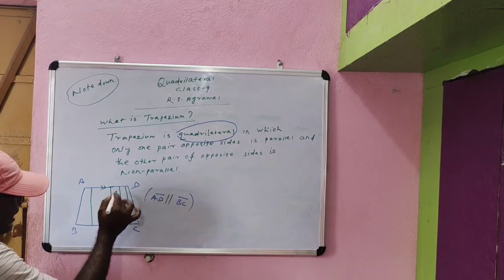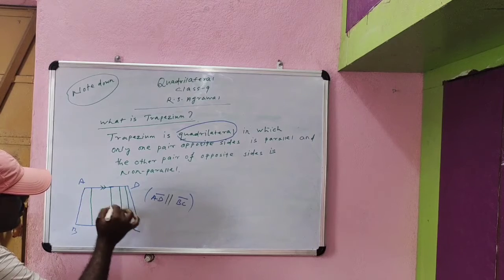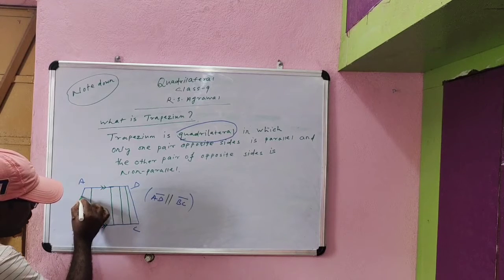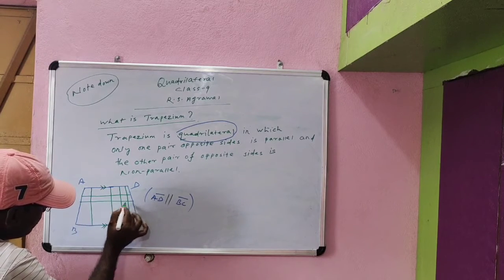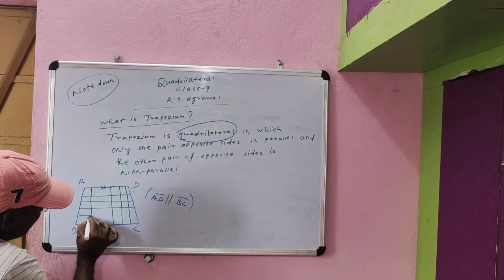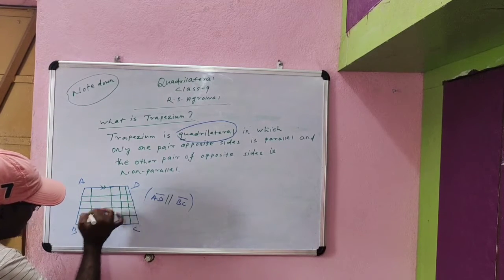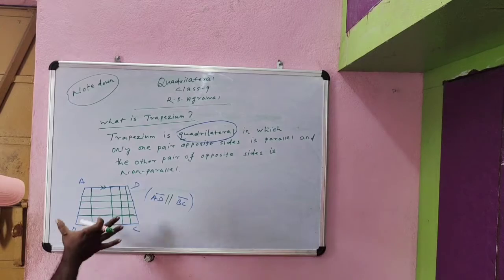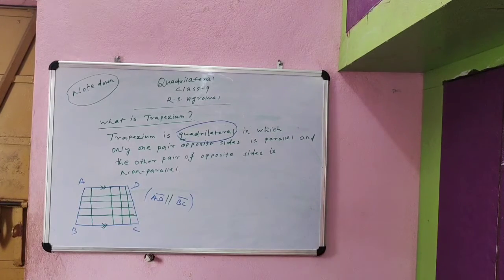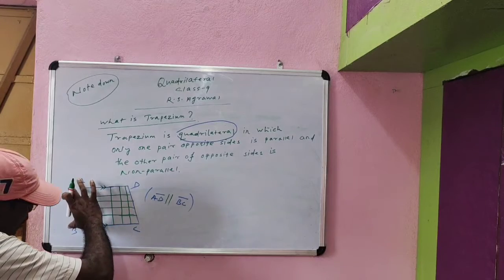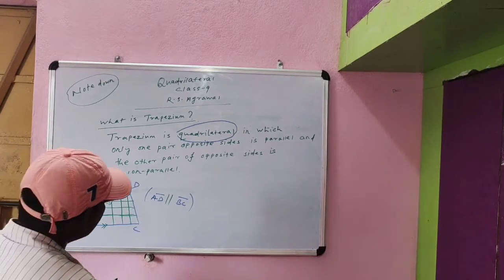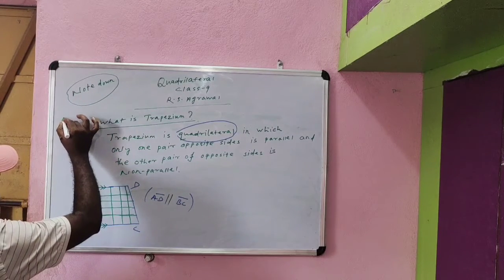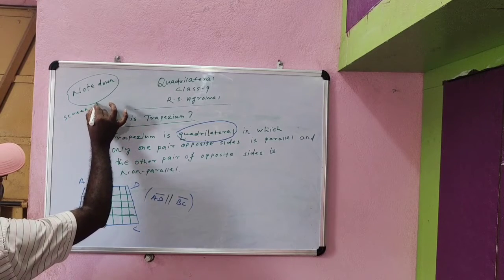AB and CD are the second pair of opposite sides, but we see that this pair is non-parallel. Non-parallel means the distance between these two sides is not equal everywhere. Therefore, these two sides are called non-parallel, and they are the other pair of opposite sides of the trapezium. So only one pair of opposite sides is parallel, therefore it is called trapezium. Note it down, or you can take a screenshot.